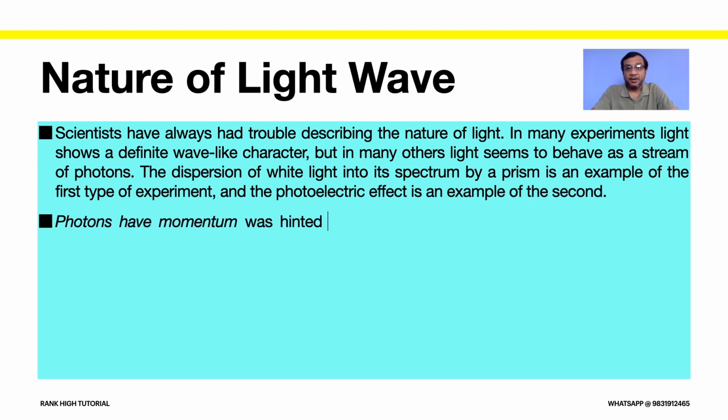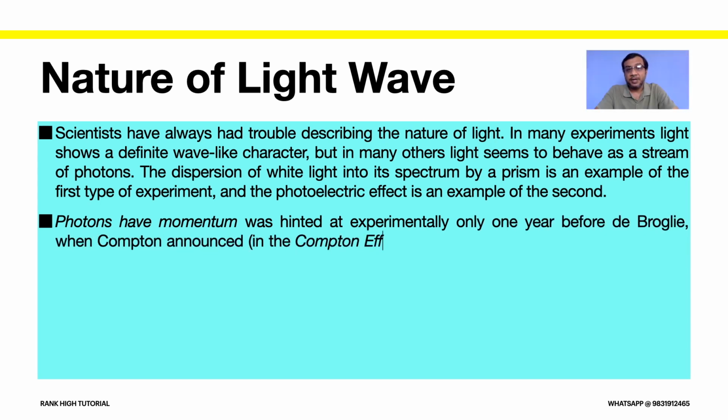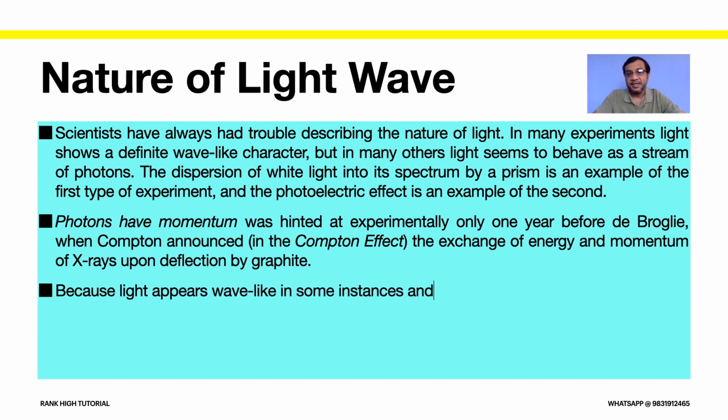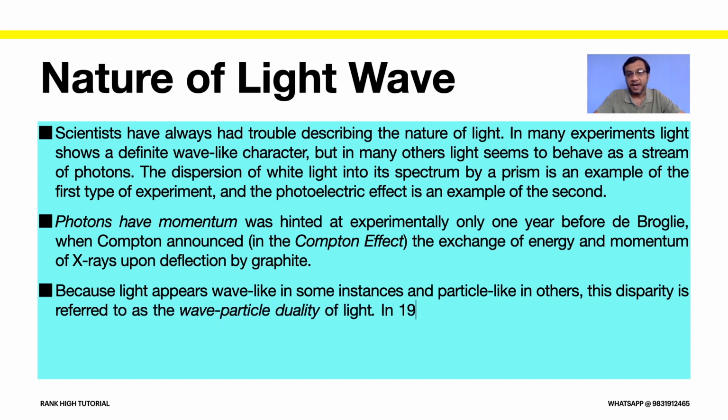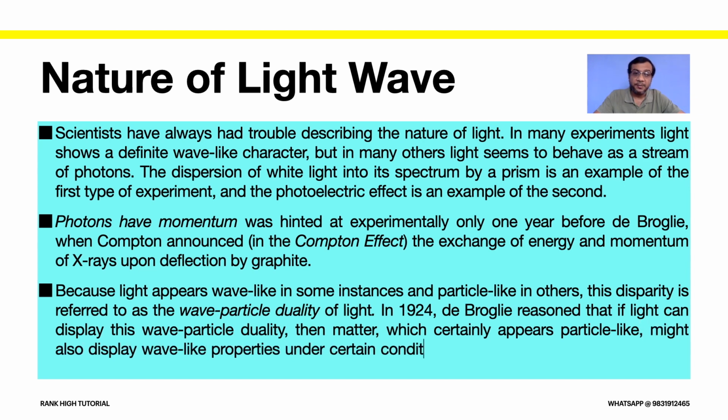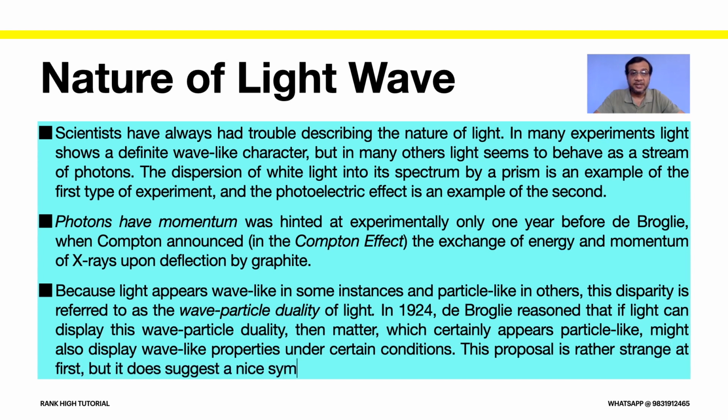That photons have momentum was hinted at experimentally only one year before de Broglie, when Compton announced in his Compton effect the exchange of energy and momentum of X-rays upon deflection off graphite. Because light appears wave-like in some instances and particle-like in others, this disparity is referred to as the wave-particle duality of light. In 1924, de Broglie reasoned that if light can display this wave-particle duality, then matter, which certainly appears particle-like, might also display wave-like properties under certain conditions.